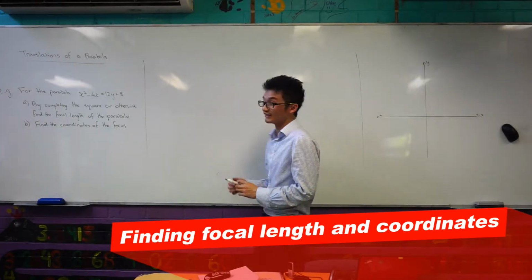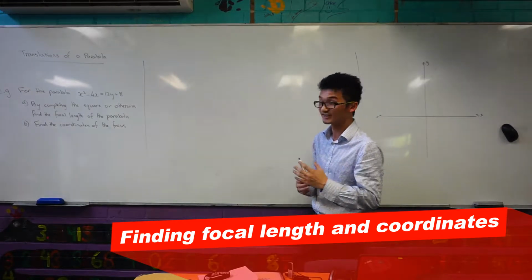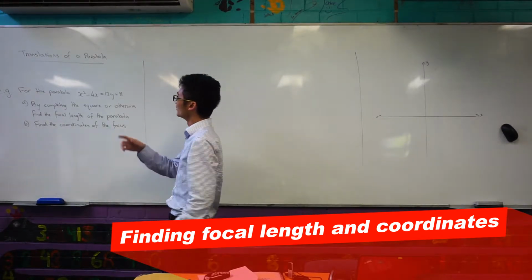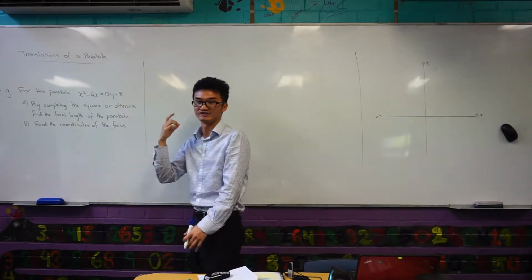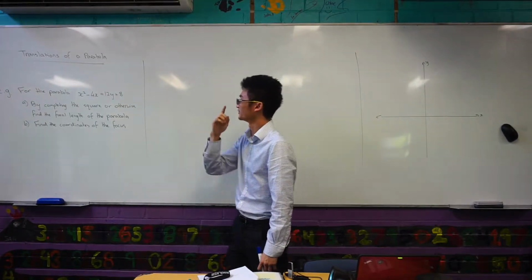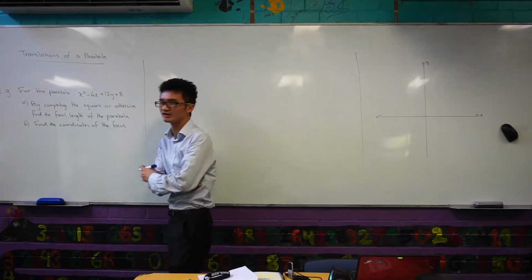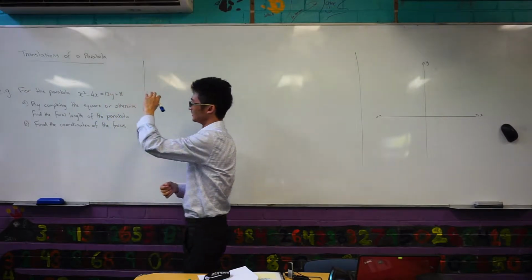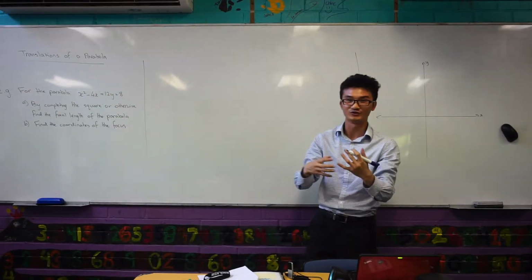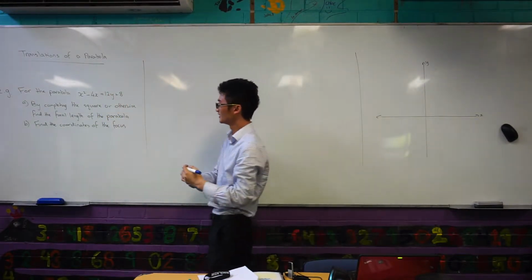Okay, let's have a quick look at another type of parabola question when we're looking at translation. So this is the type of parabola where its vertex is not at the origin. And this one was actually a past HSC question in 2016, I think. And it's kind of like a band 3-4 level kind of question that you'd expect.